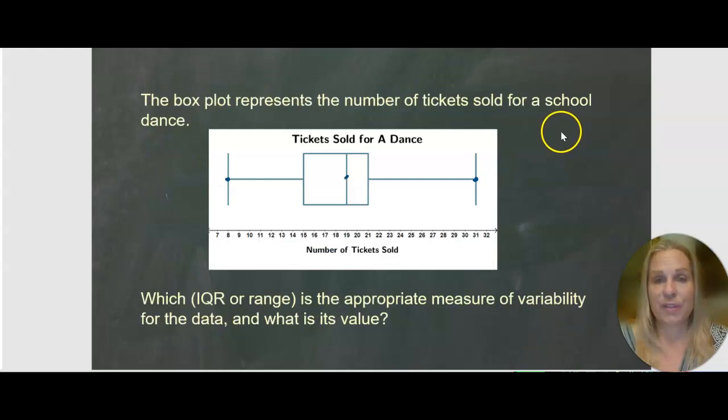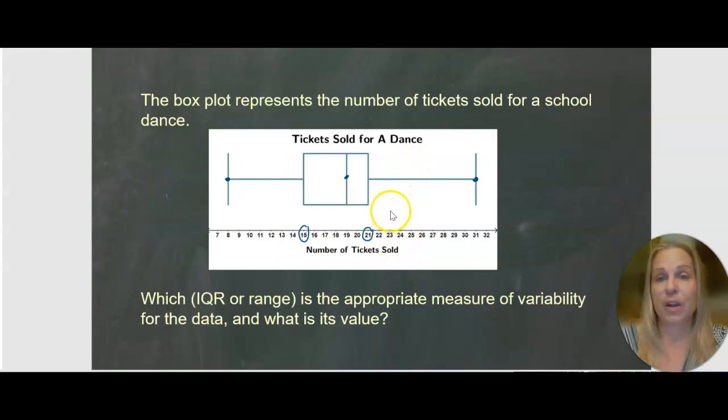So to know if this is skewed or not, we're going to need to know if there are any outliers. So we're going to have to go through the process that we used in the first problem, but it's going to be a little shorter because since we have a box plot, we already know Q1 and Q3. All we have to do is follow this line down, and we see that 15 is our Q1. Follow this line down, and we see that 21 is our Q3.